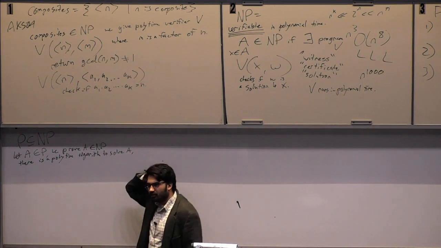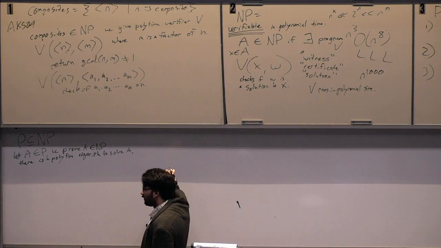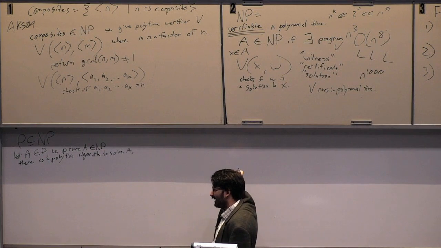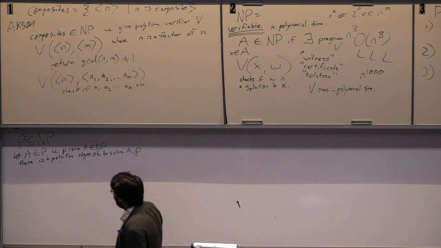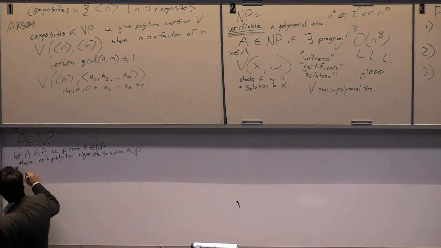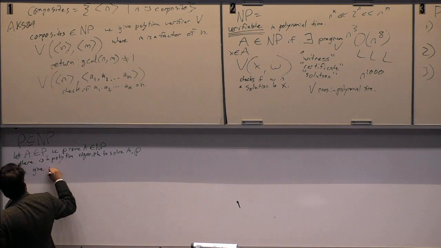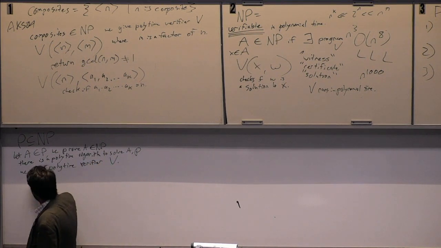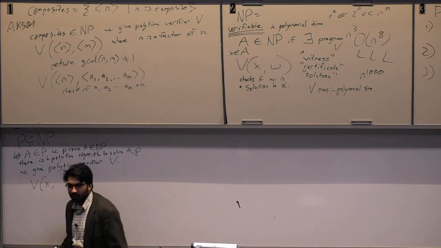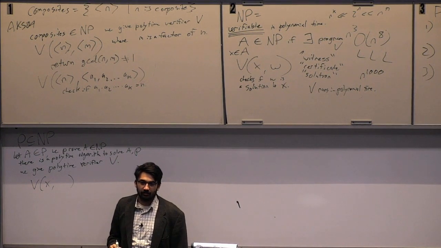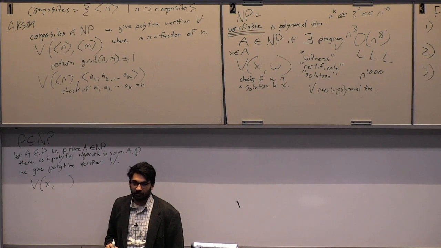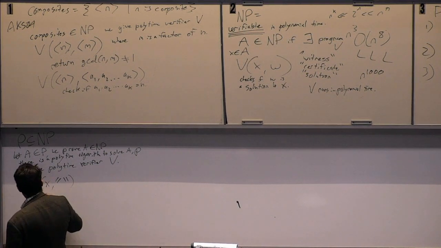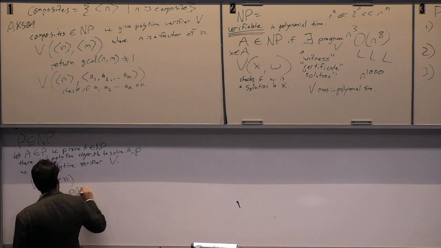What's this polynomial time algorithm called? I'm trying to think of another capital letter that's not confusing. Let's call it lowercase p. So p is an algorithm that solves A. So we give a polytime verifier V. V is going to take on input x and a witness. And what's our witness going to be? It's going to be nothing. We're going to ignore the witness. So there's no witness to this problem. We're just going to solve it. Return p of x, whatever that is.